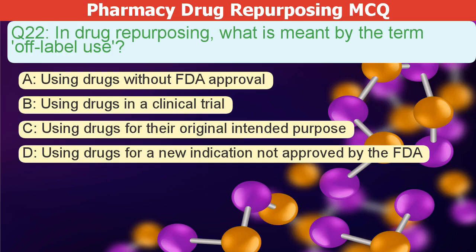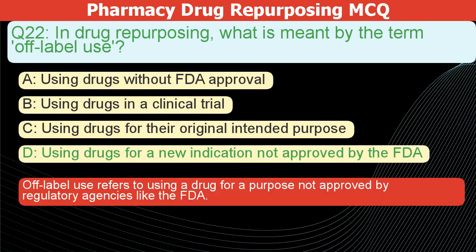A. Using drugs without FDA approval. B. Using drugs in a clinical trial. C. Using drugs for their original intended purpose. D. Using drugs for a new indication not approved by the FDA. The correct answer is D. Off-label use refers to using a drug for a purpose not approved by regulatory agencies like the FDA.